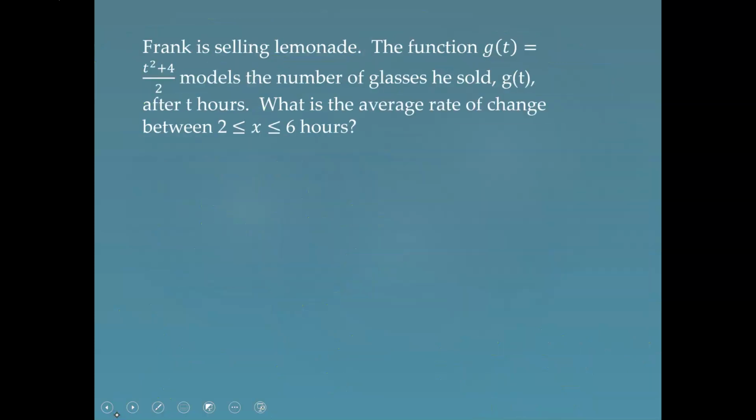Next one. It says Frank is selling lemonade. The function g of t is this right here, and it models the number of glasses he sold after t hours. What is the average rate of change between those 2 hours? It tells me that t is hours, so my x is hours, and then my y is going to be the number of glasses he sells.